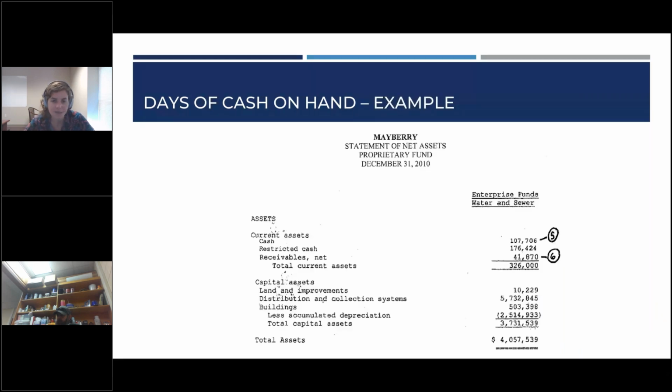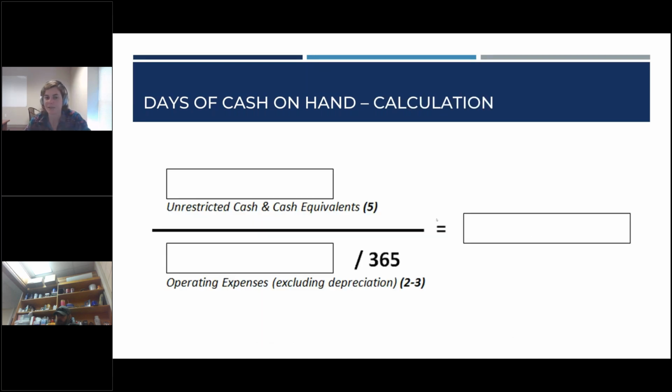So in terms of calculating this, we'll go back to Mayberry. This time we're looking at their statement of net assets. Again, for the proprietary fund, we can see here that they've got cash, restricted cash, and net receivables. We're not interested in restricted cash. Again, for this indicator, we're just interested in the cash that can be used for anything. We want the cash that's flexible. So we're going to take that number 5 value, which is 107,706, and that net receivables value, which is 41,870. And then we're going to do some calculations here.